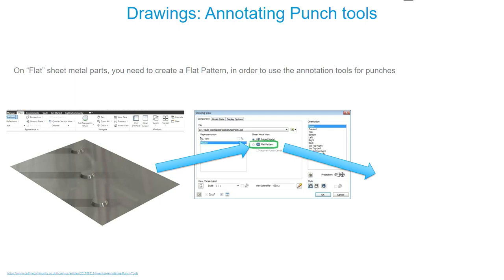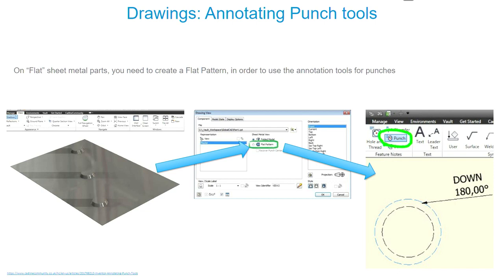Now, although it didn't need to be flattened, you have to flat pattern out your sheet metal parts to be able to use your punch annotations. So bear that in mind. If you're ever trying to add a punch annotation, you can't figure out why it won't add it, why it won't come on, it's probably because you've got a flat part and you haven't actually put the flat pattern onto your drawing.